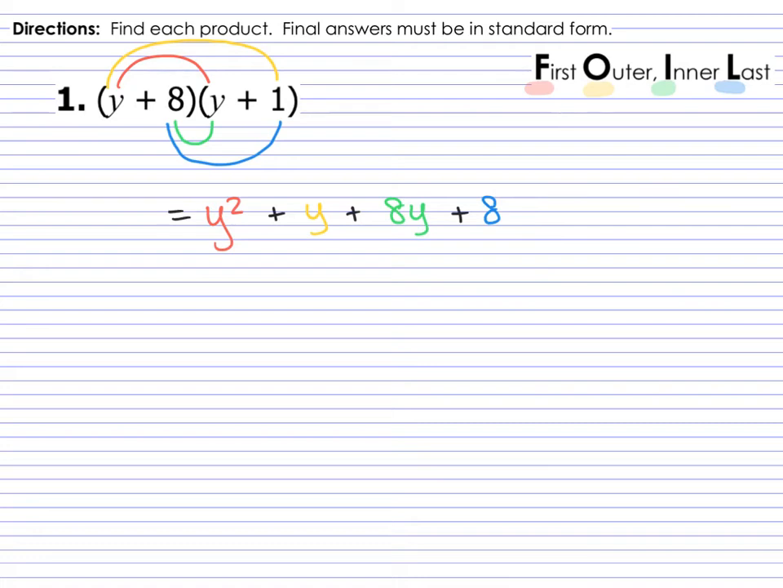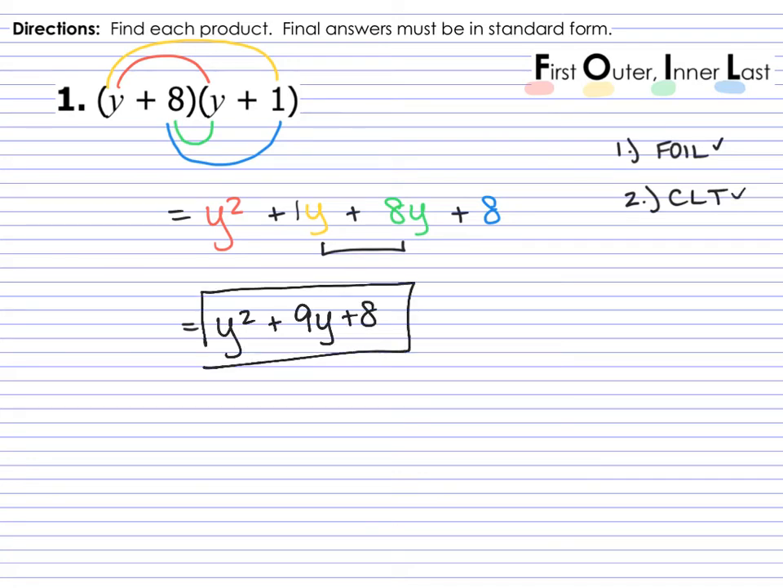Now I have to combine like terms. Remember, step 1 was FOIL. We did that. Step 2 is combine like terms. So we're going to add together y and 8y because those have the same variable. So we have y squared plus, this is a 1 out in front, making this 9y plus 8. We have now combined like terms. Everything is as simplified as it can be. That is the final answer for number 1.